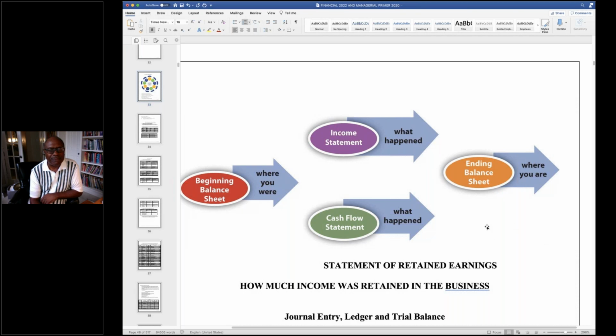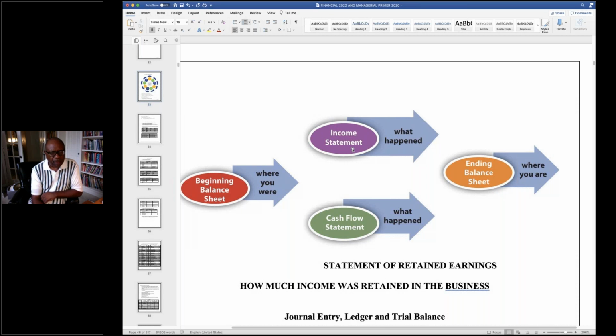Okay. Here are our financial statements. Those 40 journal entries will be our beginning balance sheet. Then you're going to have some income in terms of what happened. Cash flow statement we do a little bit later in terms of what happened with the cash. Then we have an ending balance sheet, but we also have a statement of retained earnings that we're doing. And that wasn't in this, this is just a picture I pulled up. But it talks about how much income was retained in the business.